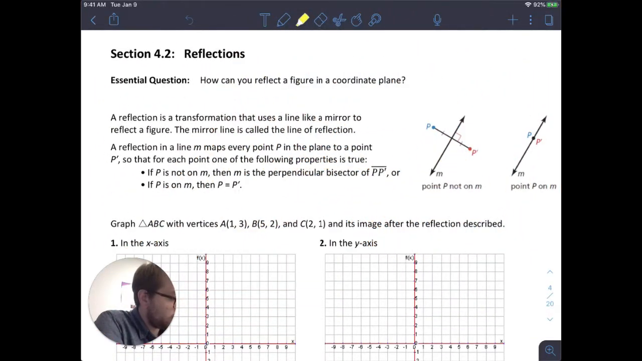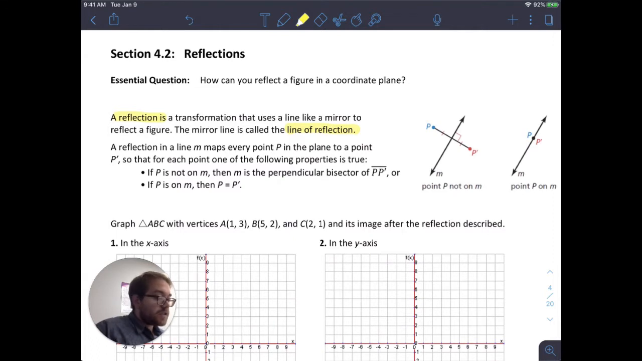A reflection is a transformation that uses a line like a mirror to reflect a figure. The mirror line is called the line of reflection. Okay, so when we're talking about reflection, we're basically flipping it over a specific line, that line of reflection.